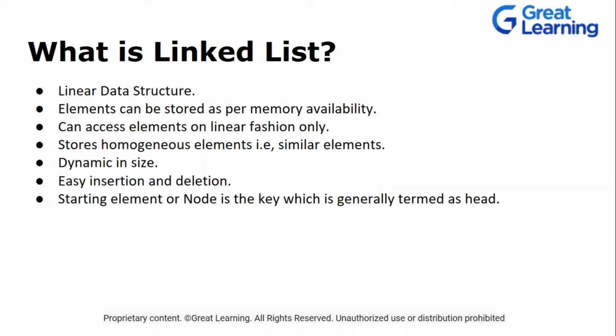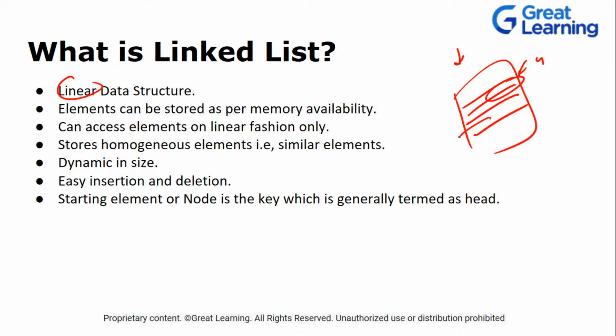Now what is a linked list? It is again a linear data structure like array, but the memory availability is different. Let me give you that memory diagram again over here. You have 4 bytes over here, 8 bytes over here, 4 bytes over here. In array you cannot store all the 4 elements, right? But in linked list you can store those elements in this. That means you are utilizing your memory as per the availability. If the memory is available, you can utilize it.